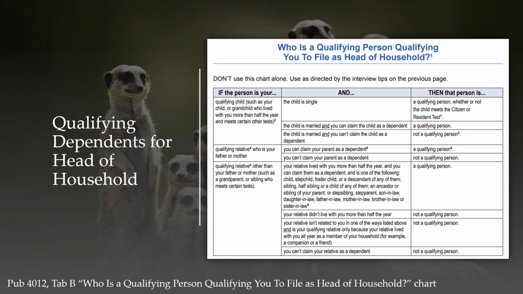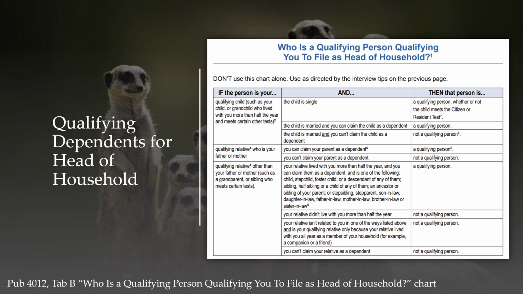However, if that person didn't live with the taxpayer for more than half the year, again, they would not be a qualifying person. And then, as we'll discuss more in our next lesson, if that qualifying relative didn't qualify under the special relationship test, but because they lived with the taxpayer for the entire year, that is not a qualifying person to file head of household.